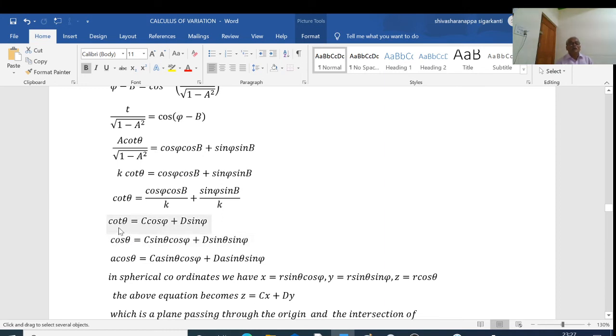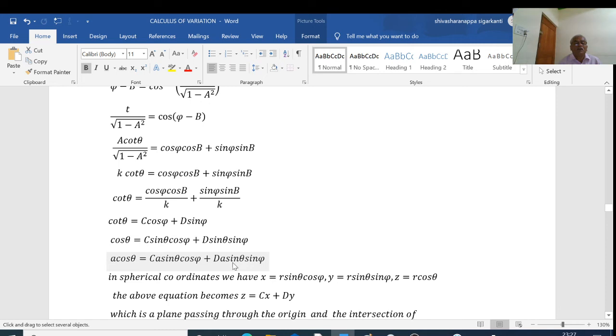Now what I do here is I will multiply this by sin theta. Cot theta means cos by sin. If I multiply this equation throughout by sin theta, on the left hand side I am getting cos theta equal to, on the right hand side, c into sin theta cos pi plus d into sin theta sin pi. Now multiplying this equation by a, the radius of the sphere. That is a cos theta equal to c into a sin theta cos pi plus d into a sin theta sin pi.